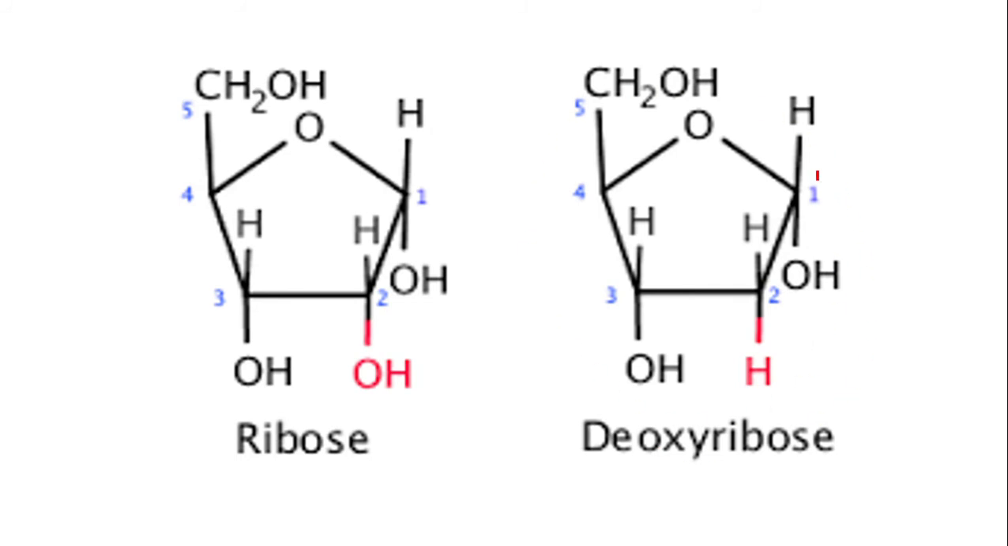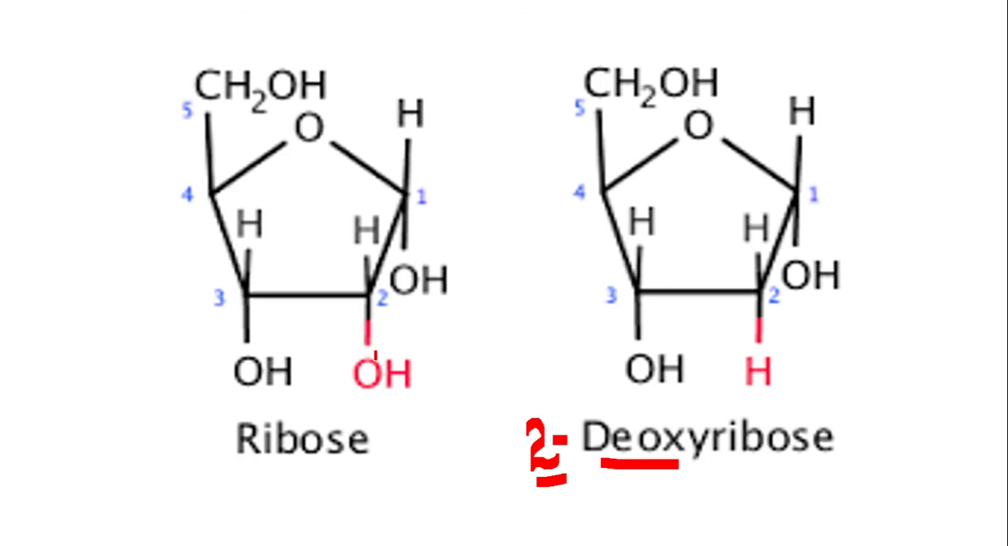What's the difference between deoxyribose and ribose? A more proper name is actually 2-deoxyribose. Why 2-deoxyribose? Because deoxy, oxygen is removed from carbon number 2. Look here, on carbon number 2 of deoxyribose, oxygen is not there, which was present in the case of ribose. So the difference between ribose sugar and 2-deoxyribose sugar is the presence or absence of an oxygen atom on carbon number 2.